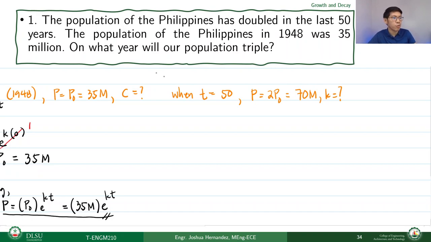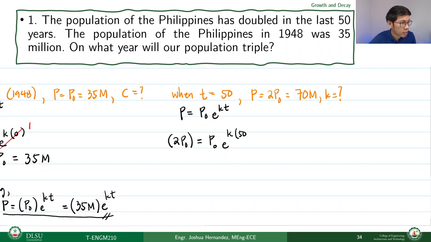Yan. So, using again our equation, yung second working equation natin, kasi nasolve natin yung C on that, the equation is P equals P naught e raised to kt, right? So substituting, meron tayong 2P naught equals P naught e raised to k, and then when T is 50. Yan. You can see here that P naught cancels out. Kaya hindi ko na nilalagay yung 70 million, no? So magkakaroon tayo ng 2 equals e raised to 50k.